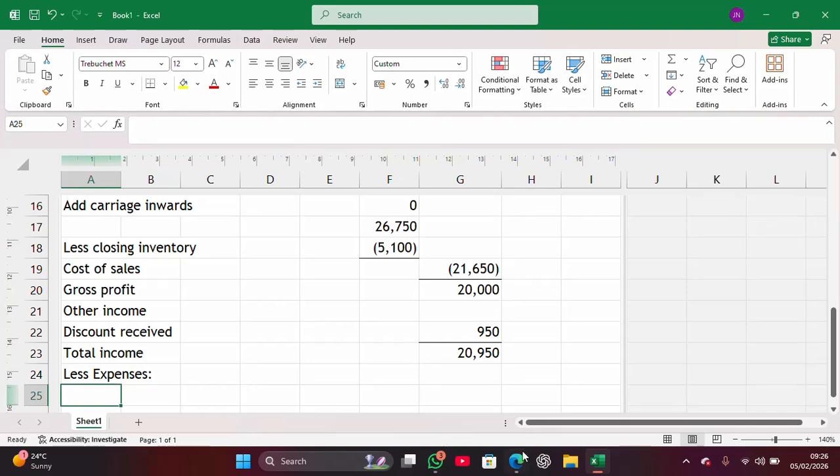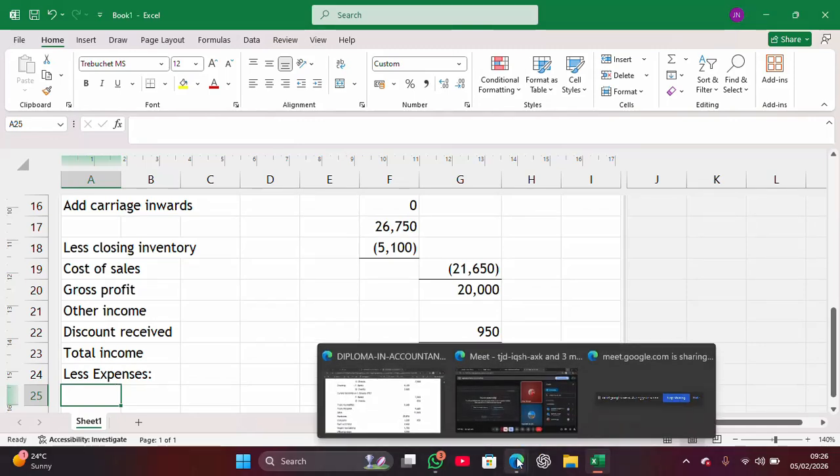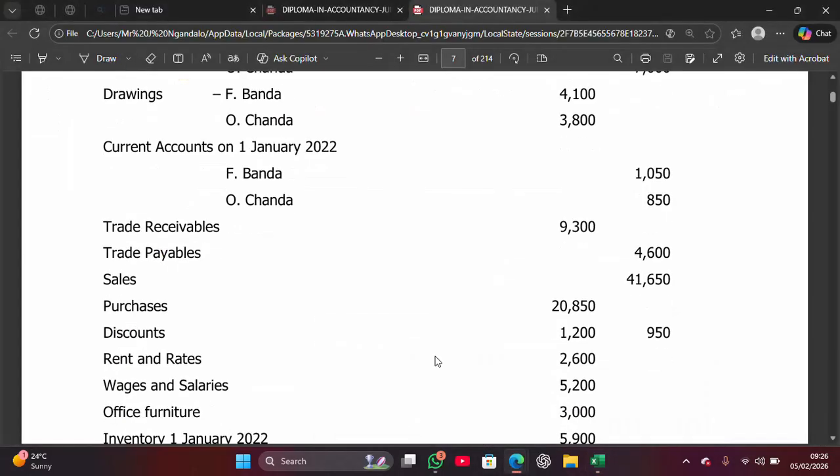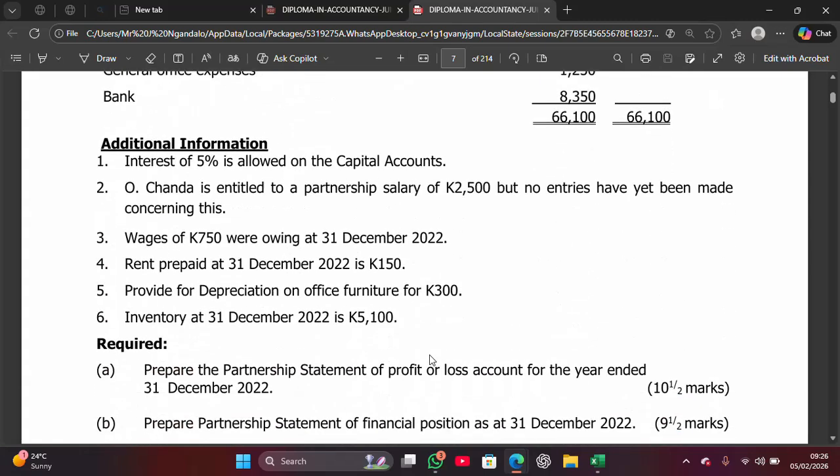Very good. What are some of the expenses that we need to deal with? I would like to start with the expenses that are subject to adjustments. That should also be your approach in the exams. So this one will go to the appropriation, we leave it for now. Point number 2 is an appropriation item, we leave it for now. Then we come to wages, they are owing 750.